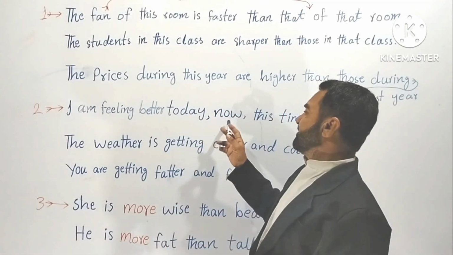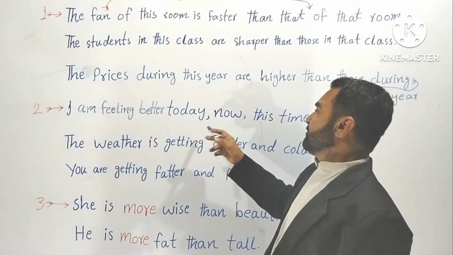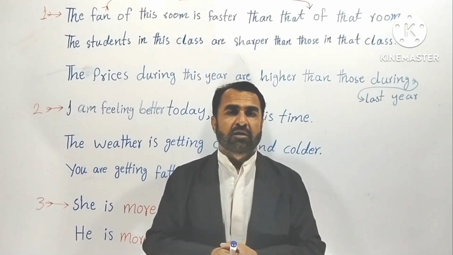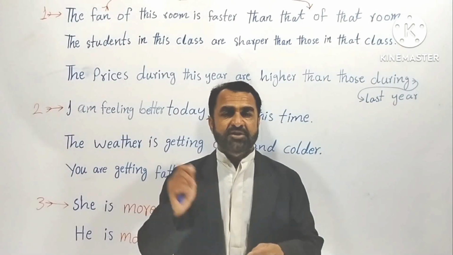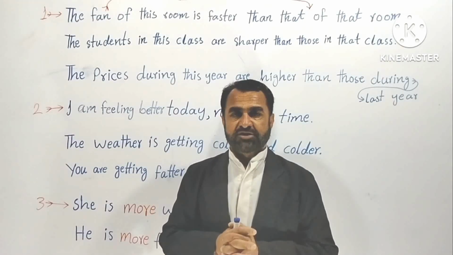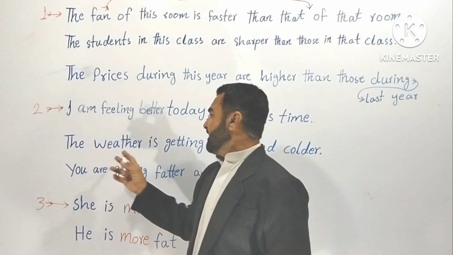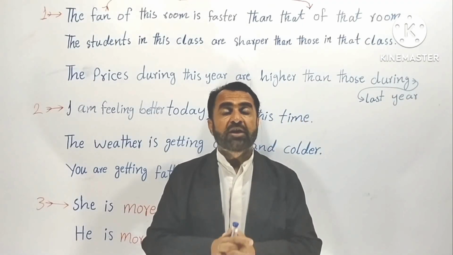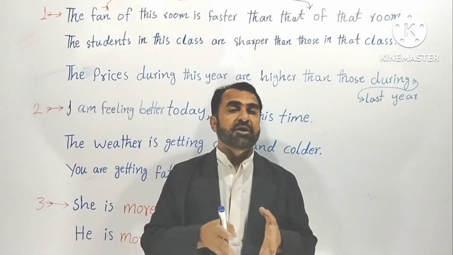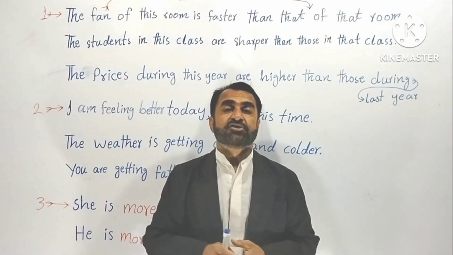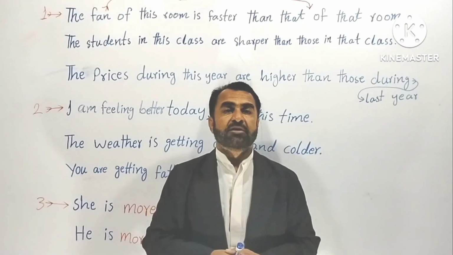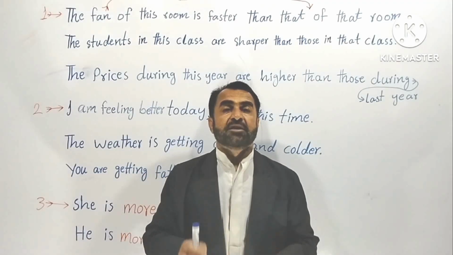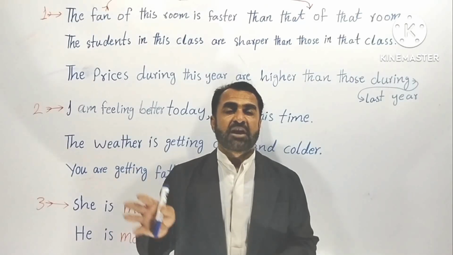So these words can be used for such examples: today, now, this time, and many more words like this that show a kind of comparison between present and past. Understood? Now let's go to the second example. The weather is getting colder and colder. Now, colder than what? Colder than its previous state. I mean, it is increasing day by day. Means the quality is compared to itself.